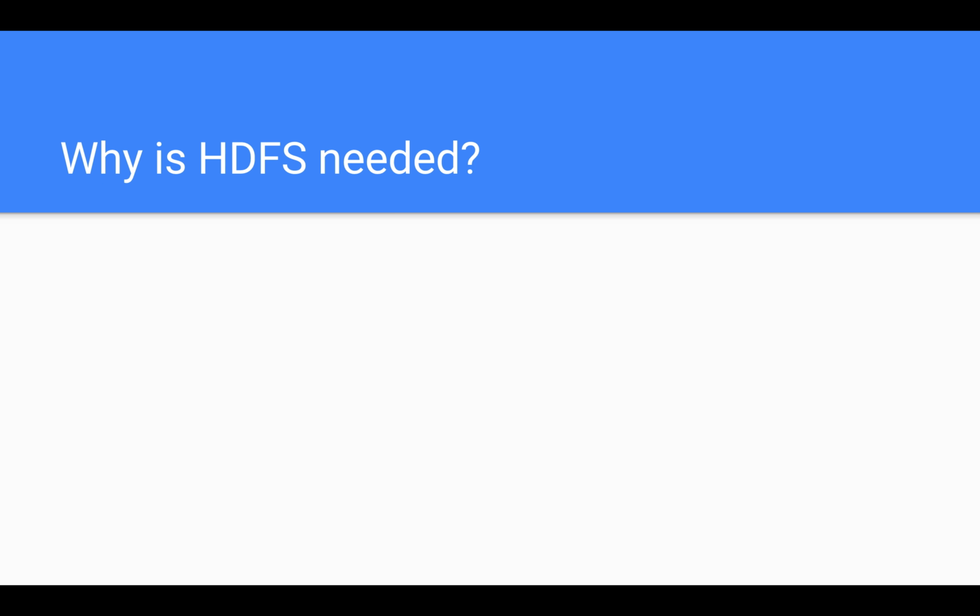The next thing I would like to address is why HDFS is even needed. Why is HDFS needed for us to be able to do big data? The answer to that is pretty simple. Big data has special storage requirements. We will go through those requirements one by one and see what those are.